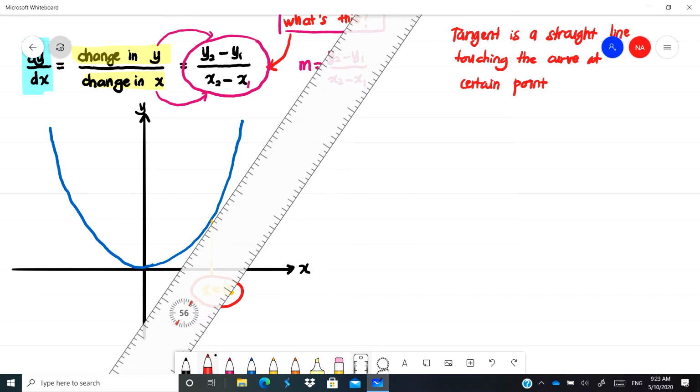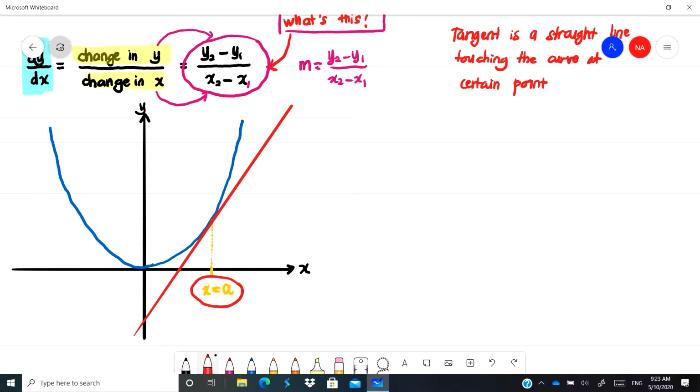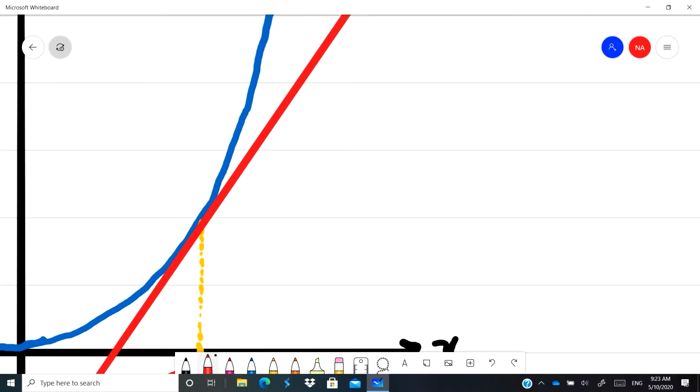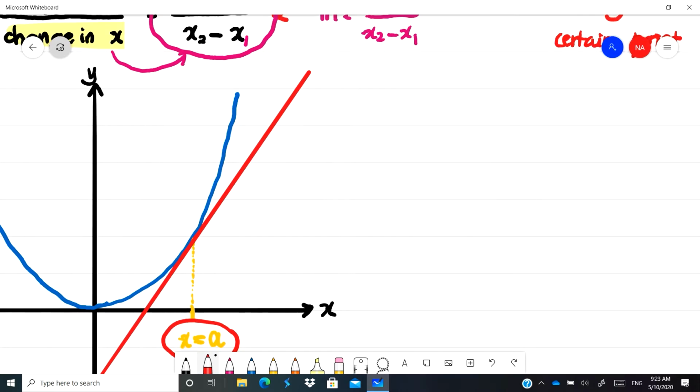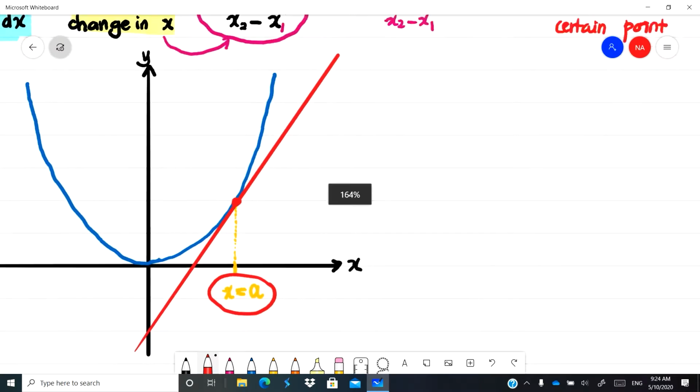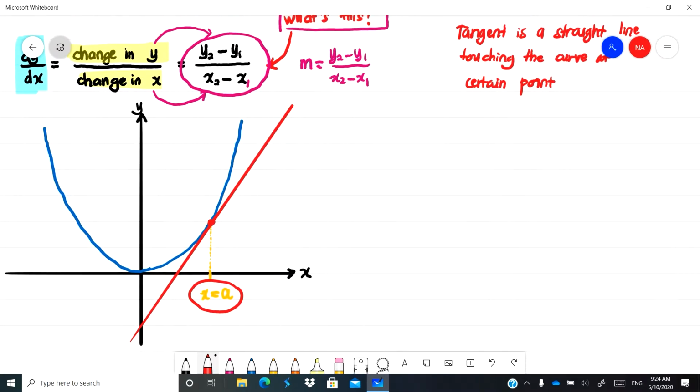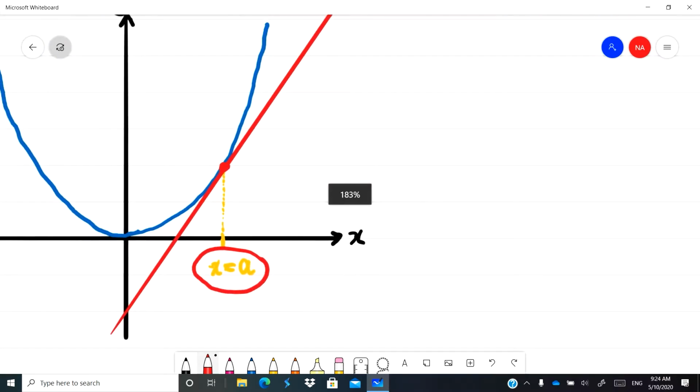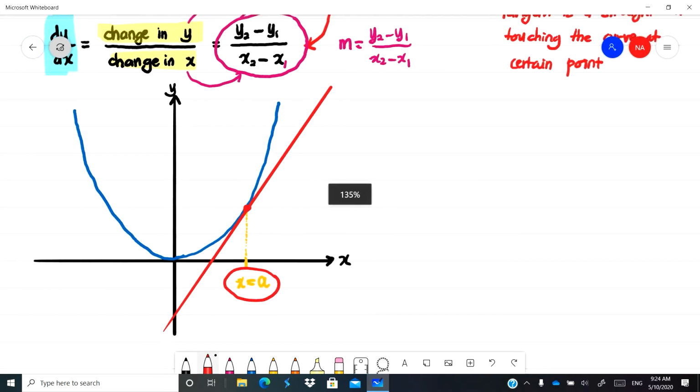If I draw this, and you zoom in using mathematical instruments, it should touch one point only here. This red line is called the tangent to the curve at x equal to a. The point can be anywhere, depending on the respective questions. In this case we want to focus on x equal to a.